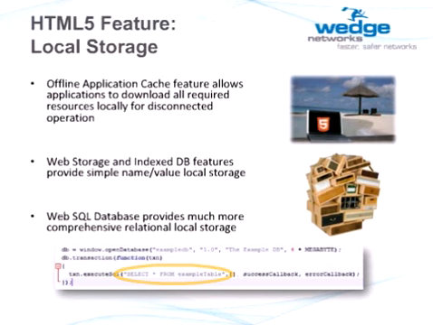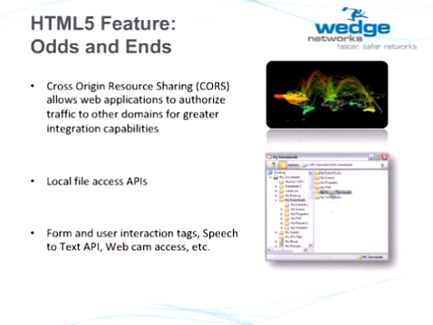Now, the last part of the features we'll talk about, let's just call them odds and ends. A very significant one, though, is called cross-origin resource sharing, or CORS. Now, this allows web applications to authorize traffic and resources for other domains that can be defined by the actual web application developer. And, of course, the whole purpose behind this is for greater integration between web applications. Now, we'll see a little bit in the security section.